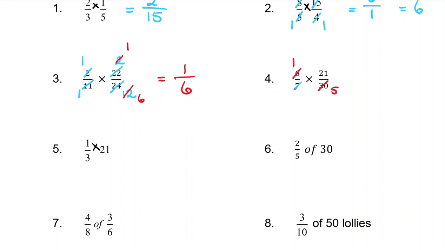7 divided by 7 is 1. 21 divided by 7 is 3. Any vertical stuff happening? No?